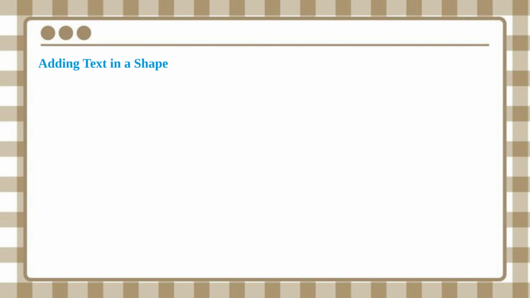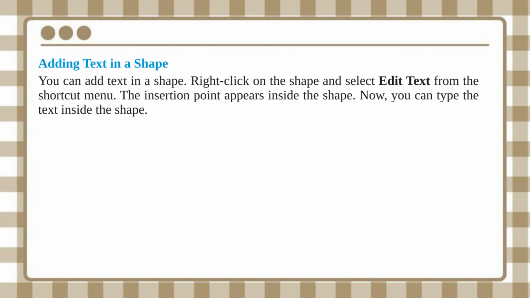Adding text in a shape. You can add text in a shape. Right-click on the shape and select Edit Text from the shortcut menu. The insertion point appears inside the shape. Now, you can type the text inside the shape.